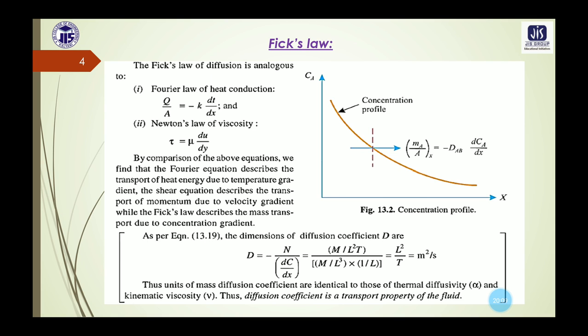So thus the units of the mass diffusion coefficient are identical to those of thermal diffusivity, that is alpha, and kinematic viscosity. And this diffusion coefficient is a transport property of the fluid. So the unit of this diffusion coefficient is identical to the kinematic viscosity nu and the thermal diffusivity alpha. So these three different terms have the same unit, that is meter square per second.